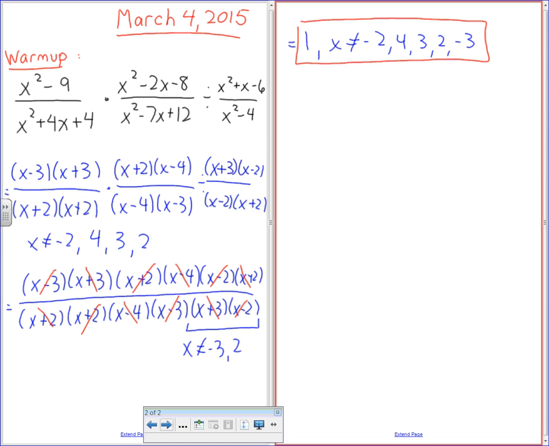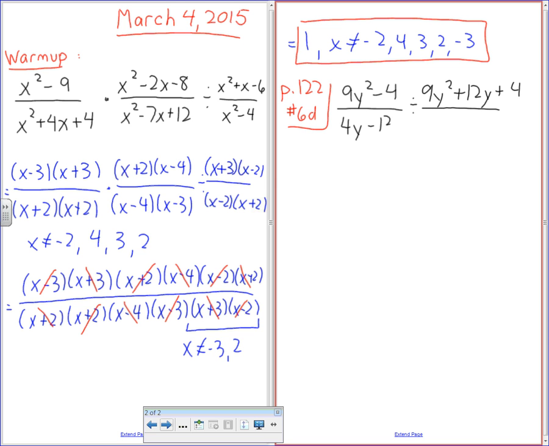Okay, so this one's a little bit tricky, this question here. This is page 122, number 6D. Okay, so 6D is going to be 9y squared minus 4 all over 4y minus 12, divided by 9y squared plus 12y plus 4 all over 18 minus 6y. Okay, I can see probably where the difficulty is coming out. So I'll leave this here.